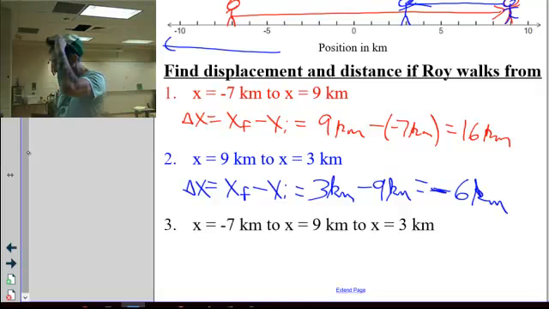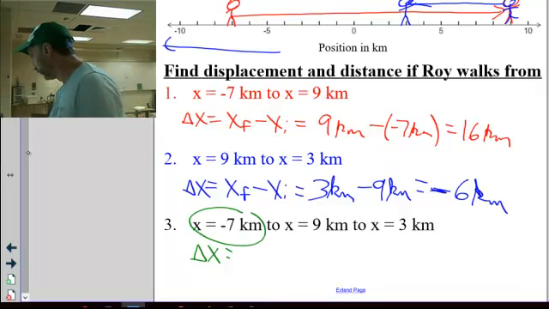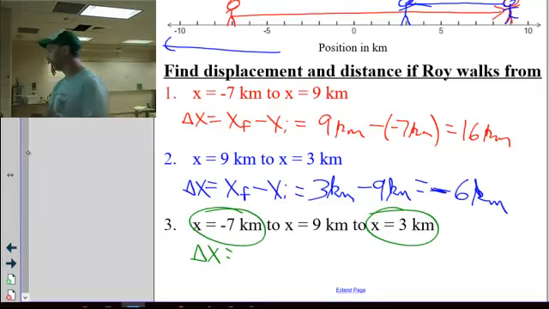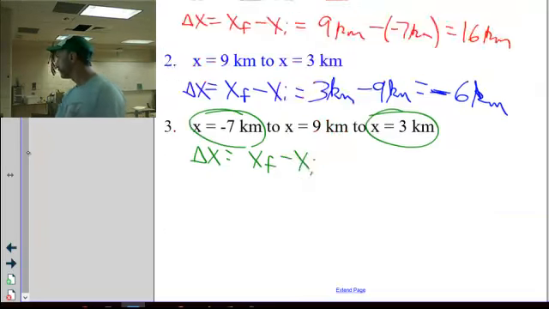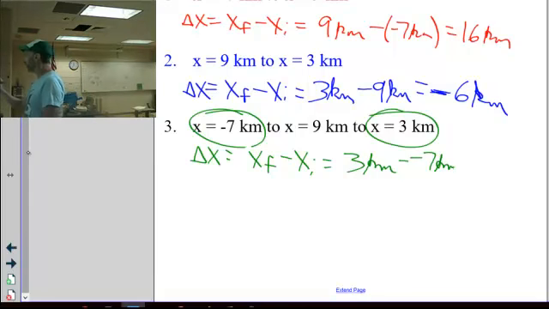All right, well, there are actually 2 ways to do it. So probably the most straightforward way would be this. Remember, all displacement cares about is your change in position overall. Where did you start? Where did you end? So in this example, this is my initial position and this is my final position. So my displacement is final position, oh, I guess I should write it out with symbols. So it's final position minus initial position. So my final position is 3 kilometers minus my initial position of -7 kilometers. Subtract and you get 10 kilometers, right?